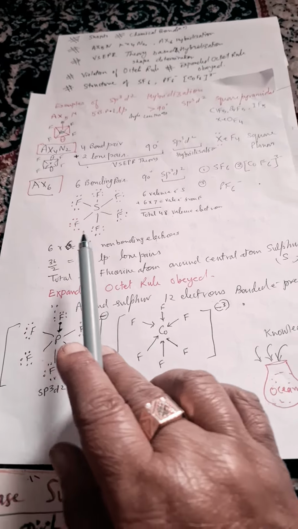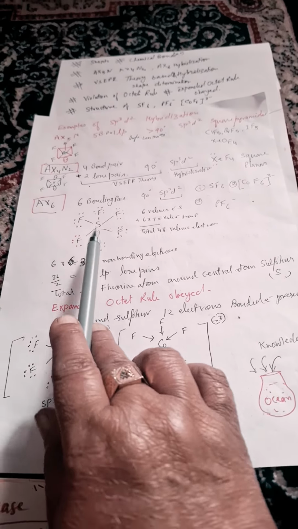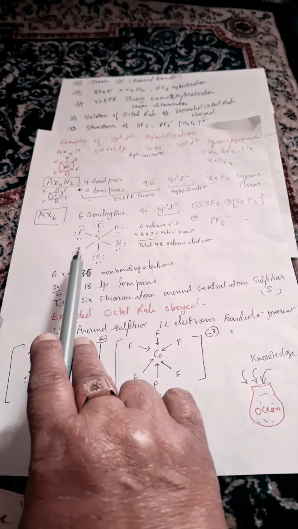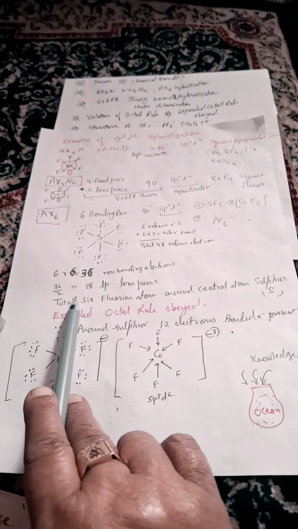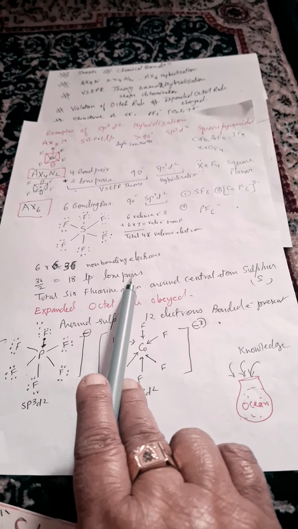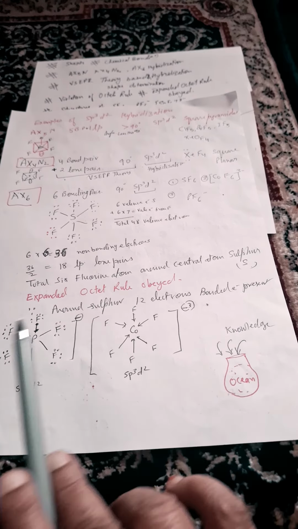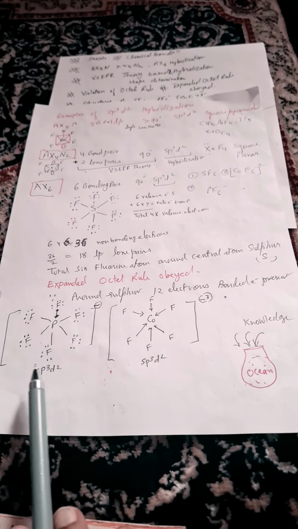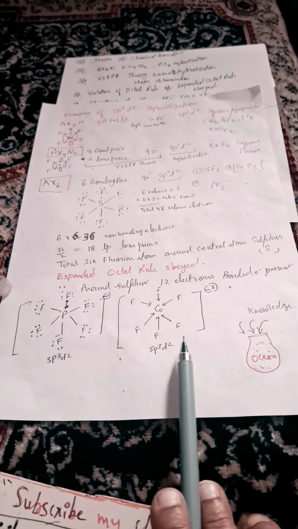Okay, and now how many non-bonding electrons are here? So 6 from each of 6 fluorines, so 6 times 6 is 36. Okay, they are non-bonding electrons here. So that is how many? 18 lone pairs. 18 lone pairs are present. Okay, so sometimes they ask for lone pairs also. So in the expanded octet rule, draw the structures PF6 and CoF6 3 negative.